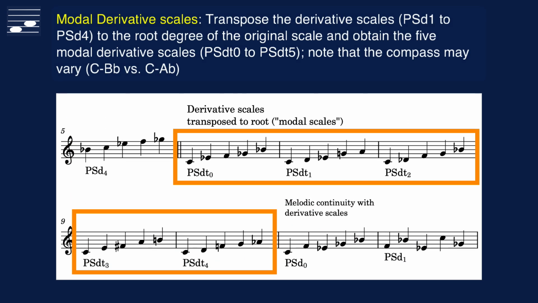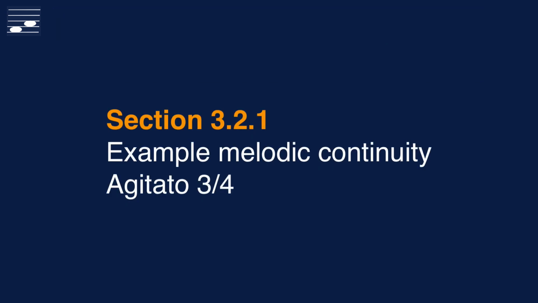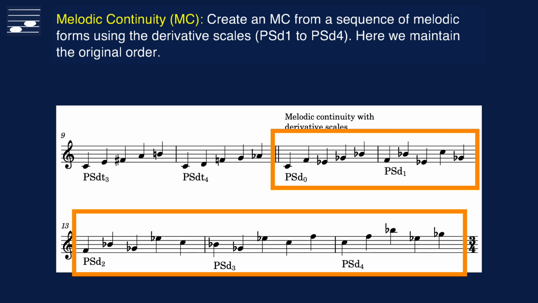When transposing the derivative scales to the root degree C of the original, we find the 5 modal variants. Note that the compass may vary between a minor sixth and a minor seventh. Let's use this result in a melodic continuity example that simply juxtaposes the 5 derivative scales, but each with a different melodic form, the ordered pitch set in the scale.